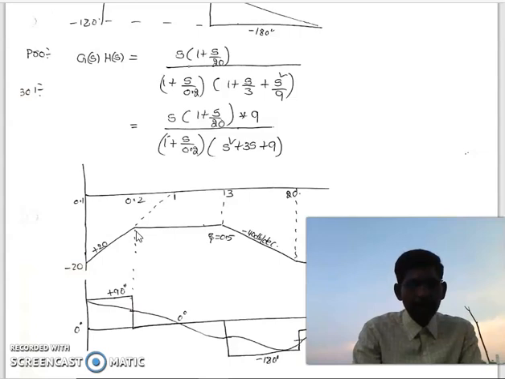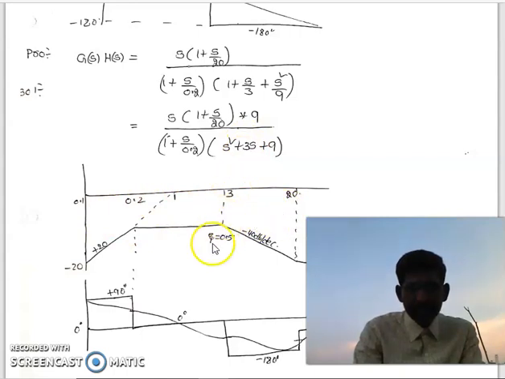If we are having a pole, then what should the slope be? The slope due to the pole should be minus 20. Minus 20 plus 20 is 0 dB, so it's a straight line at 0 dB. The next corner frequency is 3. We need to arrange the corner frequencies.